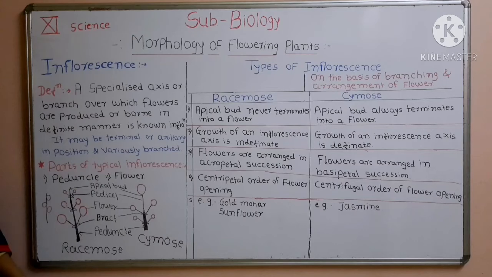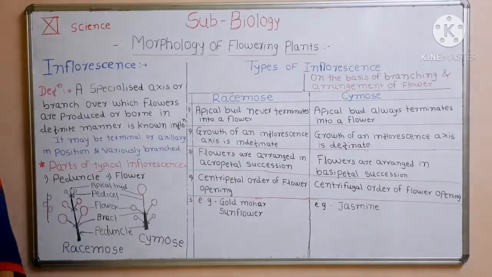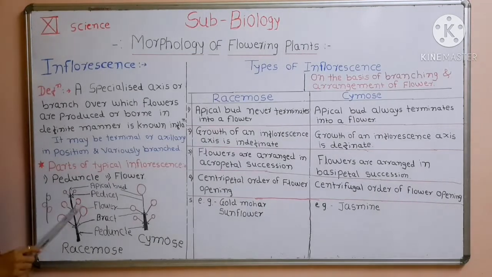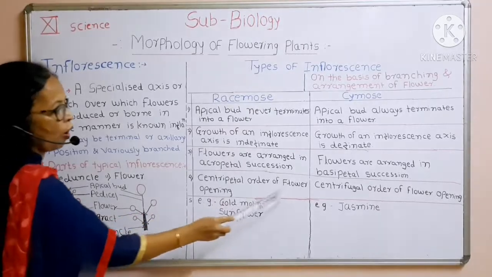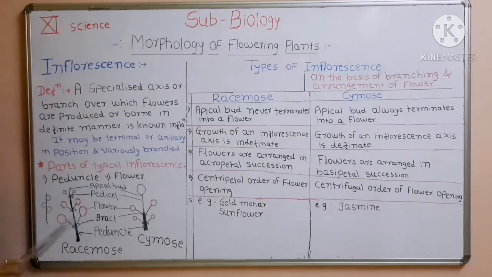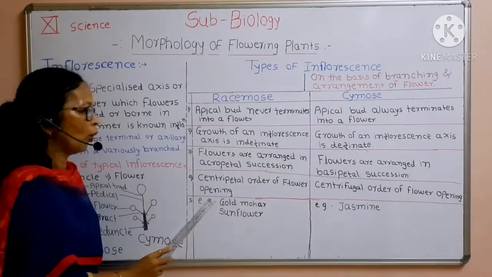Okay. Then the opening of the flowers. How does the process of opening take place in a racemose inflorescence? It is centripetal order, centripetal order of flower opening. It means the older flowers present towards the base open first, then the flowers towards the apex. This is called centripetal order of opening.